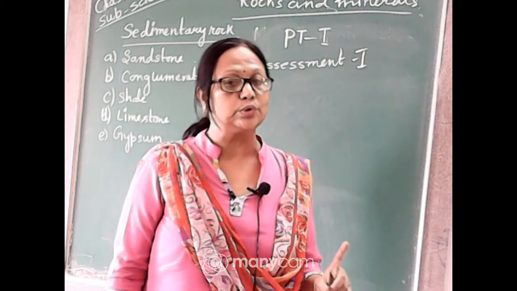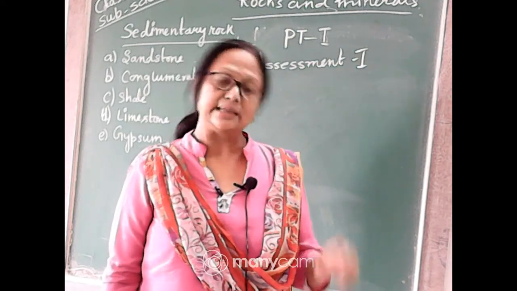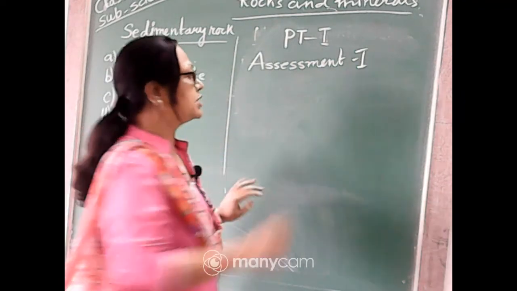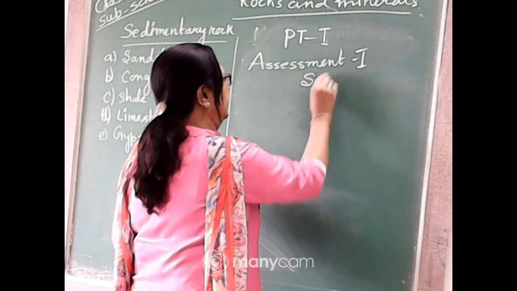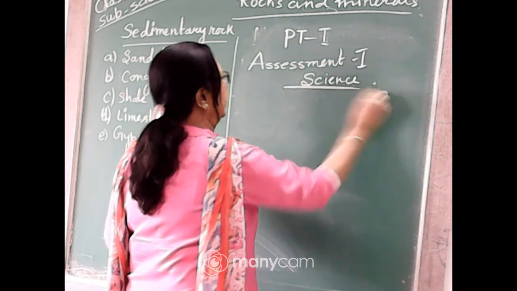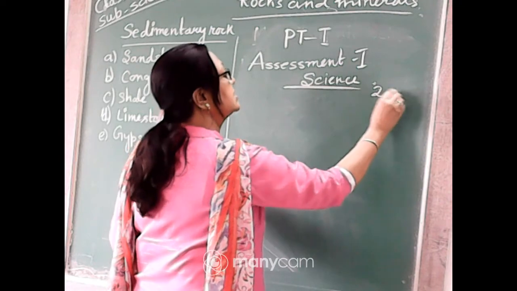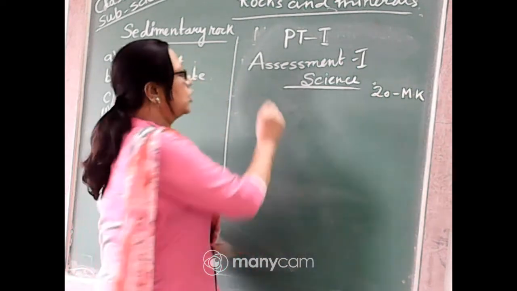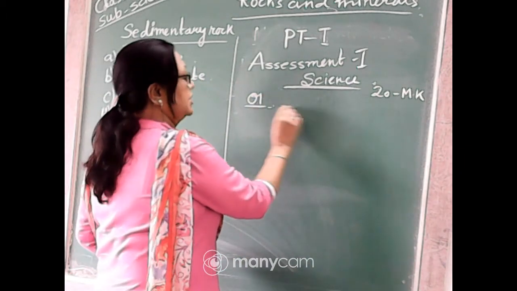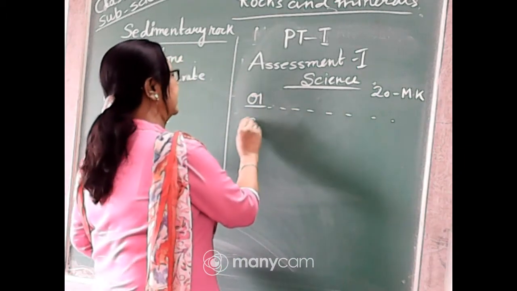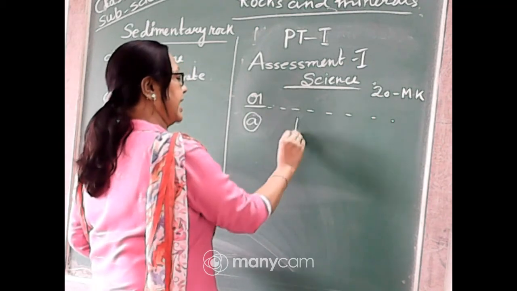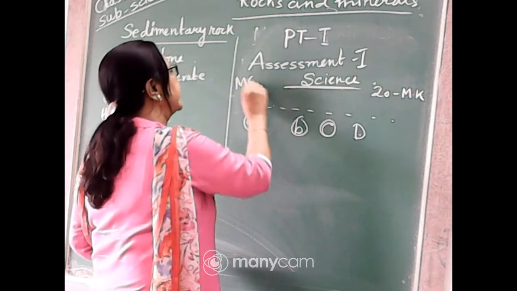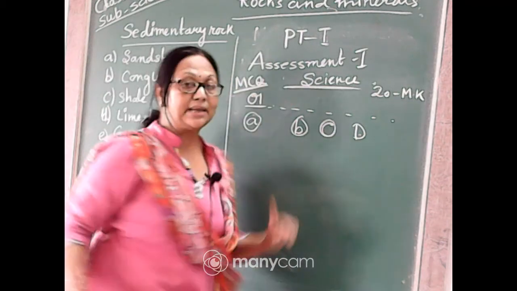At first you click the link, and then you will get Assessment 1. Suppose it is a science exam, you will get 20 marks of questions. Question number 1, then the options will be given: A, B, C and D. So it is in an MCQ pattern, multiple choice questions.